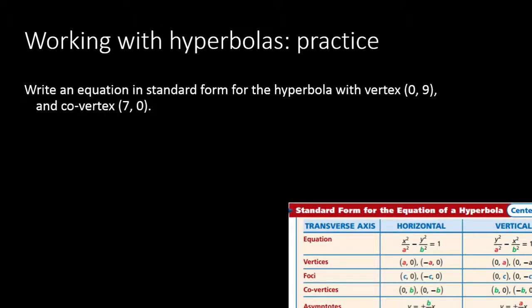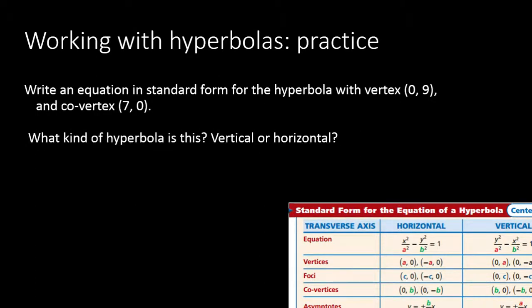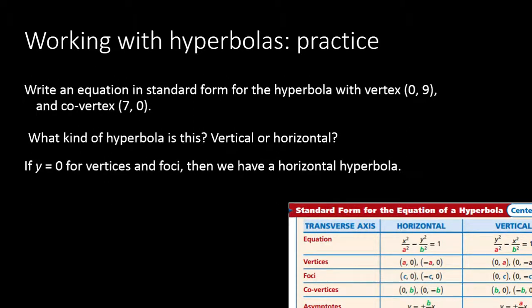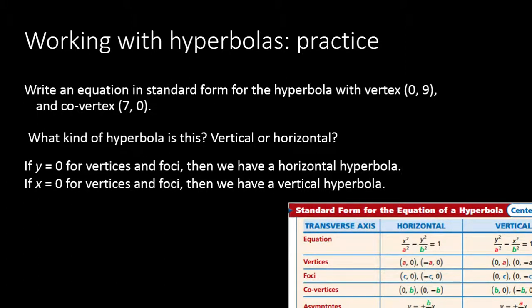I think this is my last practice I have set up. So we're going to write an equation in standard form for the hyperbola with vertex (0, 9) and co-vertex (7, 0). Same steps as before. First, always identify if we've got vertical or horizontal. If y is 0 for vertices and foci, then we have a horizontal hyperbola. If x is 0, then we have a vertical. Notice that this one is vertical because my vertex has a 0 x value. So this is vertical, which means the setup of this equation is going to match this.